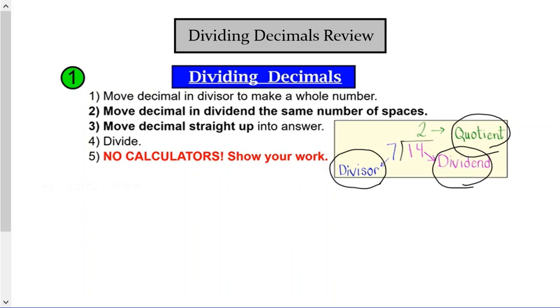Okay, here we go. Our first example here is 2.072 divided by 5.6. Now, if we're looking at our notes here, we need to make sure that we move the decimal in the dividend the same number of spaces that we move it in the divisor. Okay, so in our divisor, first we want to make a whole number.